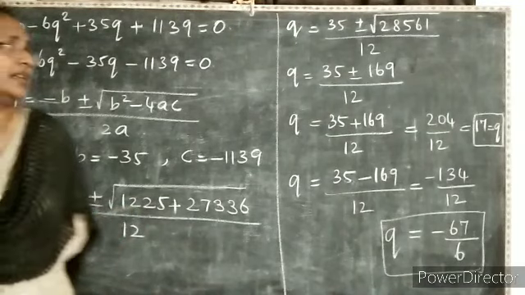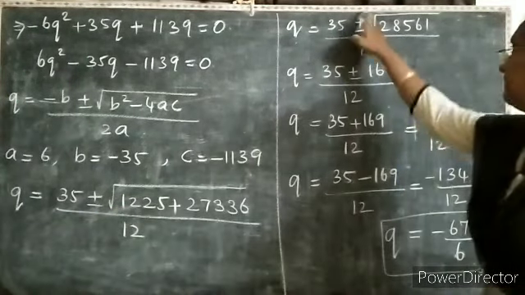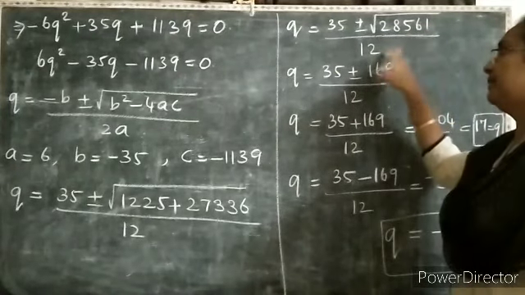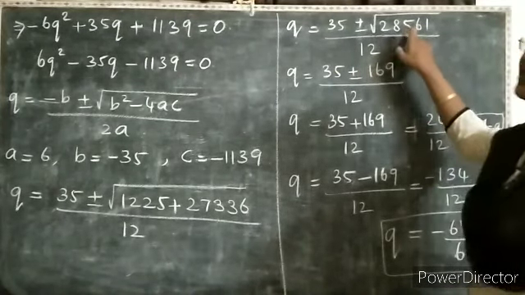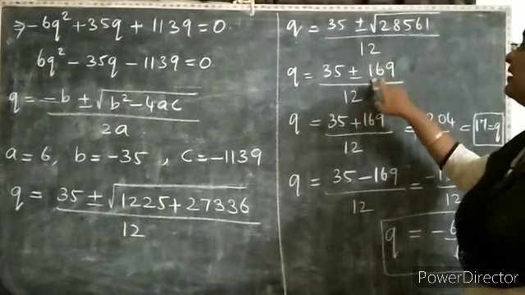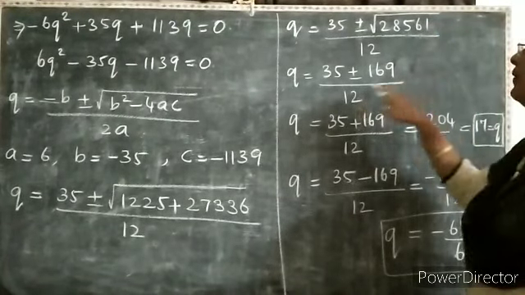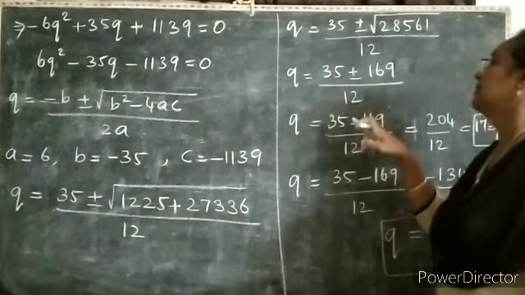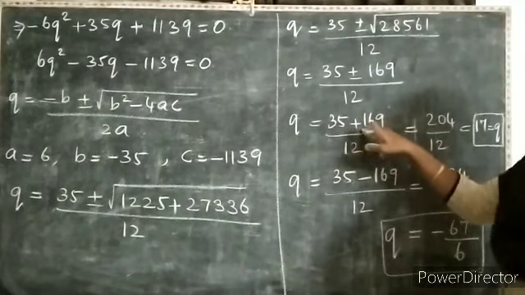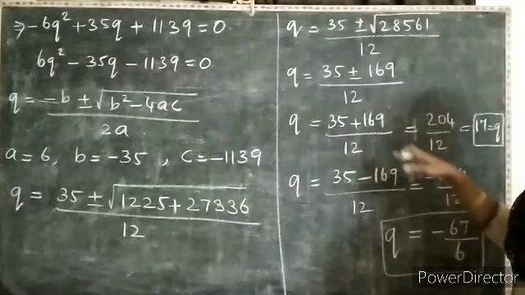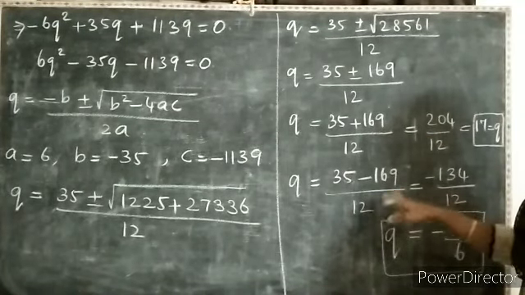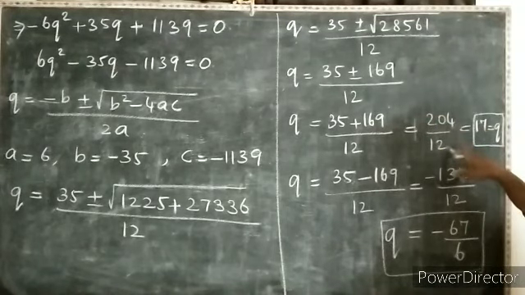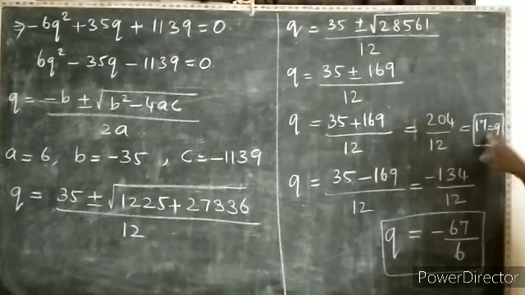After adding this, now look into this, we will get 35 plus or minus square root of 28,561 whole divided by 12. Now when you take square root for this, you will get 169. Okay, so now 35 plus or minus 169 divided by 12. So one answer is 35 plus 169 divided by 12. The other answer is 35 minus 169 divided by 12. When you add, you will get 204 divided by 12, which will give you the answer of 17.